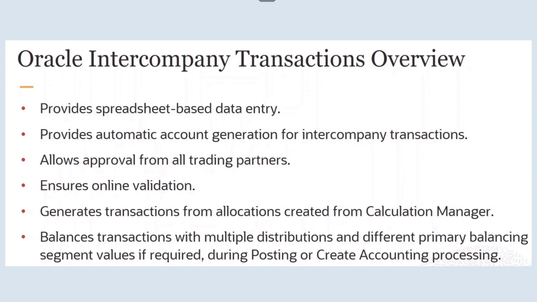We can actually get it to create our account information automatically by using something called Transaction Account Builder, a tab within subledger accounting. So you set up some rules within that, which can reduce your data entry and also prevent data entry errors. You can also send transactions for approval to all of your trading partners.